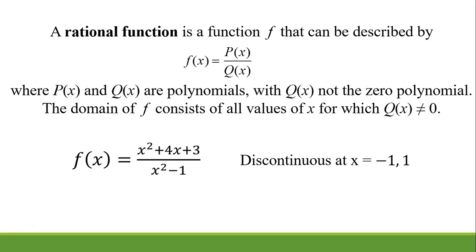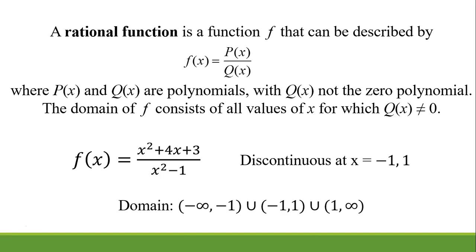So for example, this rational function is discontinuous at x equals -1 and +1 because those two values of x will make the denominator 0. So the domain is actually split into these three pieces, from -∞ to -1, and also from -1 to 1, and from 1 to infinity.